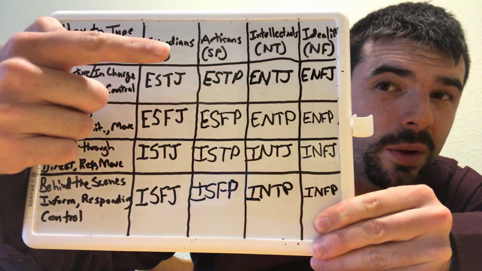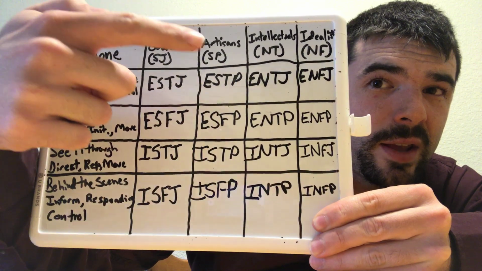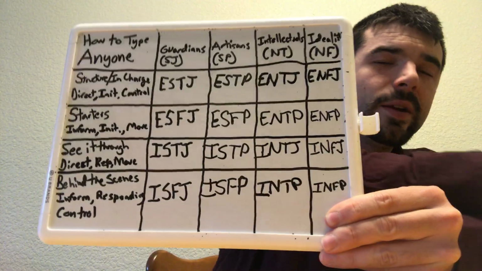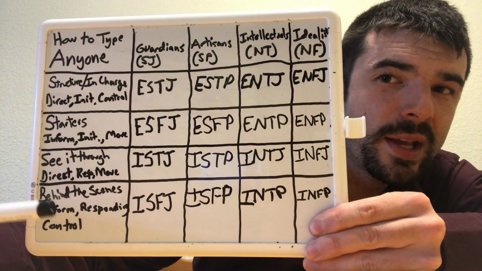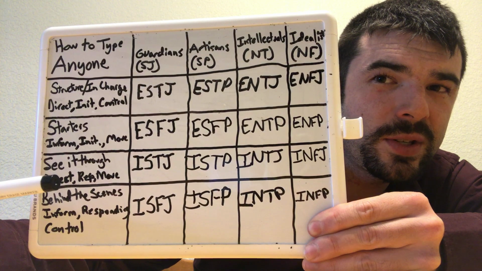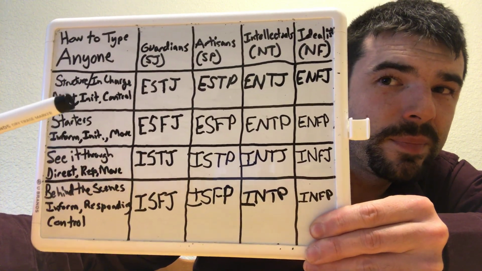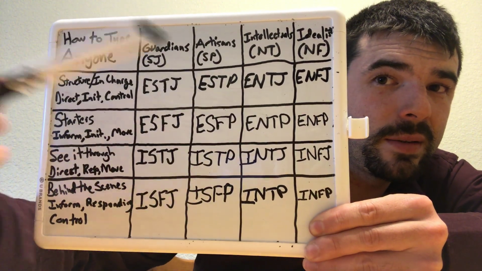Notice up here, the columns: you have guardians, artisans, intellectuals, and idealists. Let me get a pen here. All right, cool. And on this side, you have the interaction styles: behind the scenes, chart the course, the starter types, the in-charge types. And that's all you need. This is all you need to type anyone.